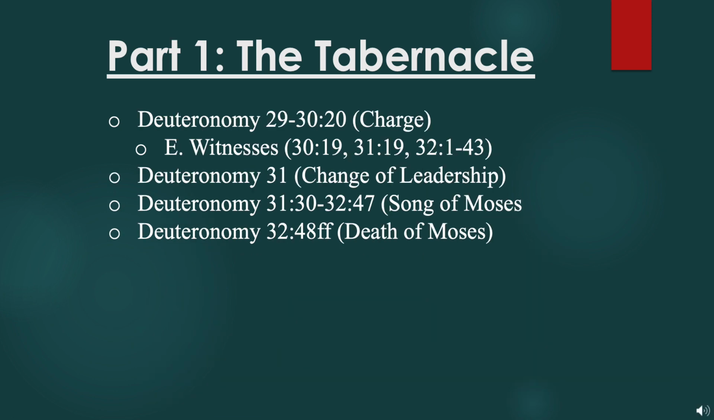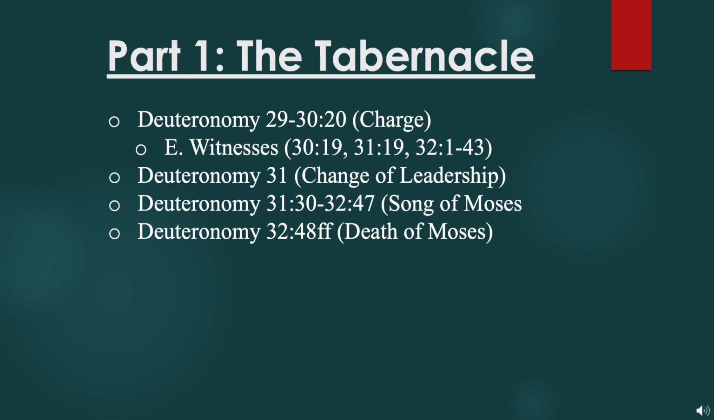Deuteronomy 29 through chapter 30 is a warning, a charge from Moses. You have this covenant, now choose life. Actually follow this covenant, as well as witnesses that are referenced in chapters 30 through chapter 31 in two places, verse 19 in both chapters, as well as the Song of Moses in chapter 32, verses 1 through 43, that are really explaining the witness of the song itself, that it testifies against Israel should they disobey.